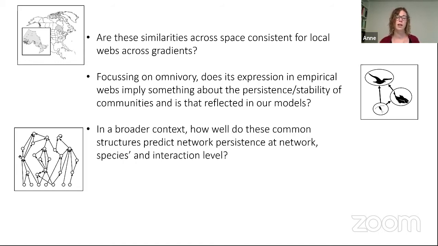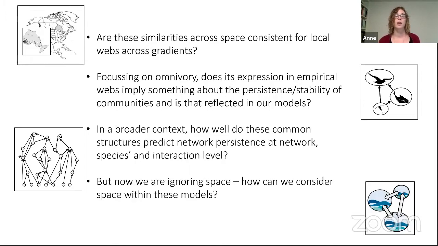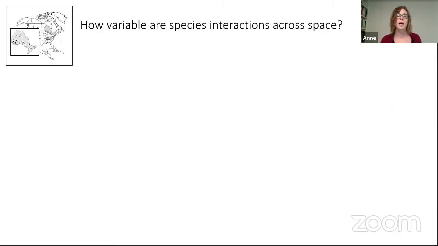Then I move mainly into theory and look in a broader context: how well do these common structures, these things that we see repeated, exist for a reason, or are they just artifacts of community assemblage? Can we use them to predict network persistence? Can we use them to predict species persistence? And can we use them to predict interaction persistence? And finally, these middle two questions are ignoring space. So how can we integrate space back into these models, and how might integrating space change our predictions of food web persistence and stability?